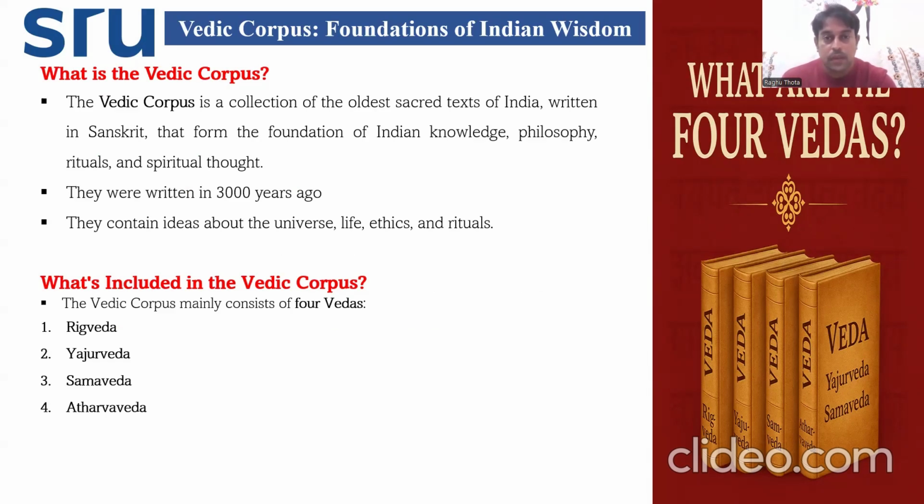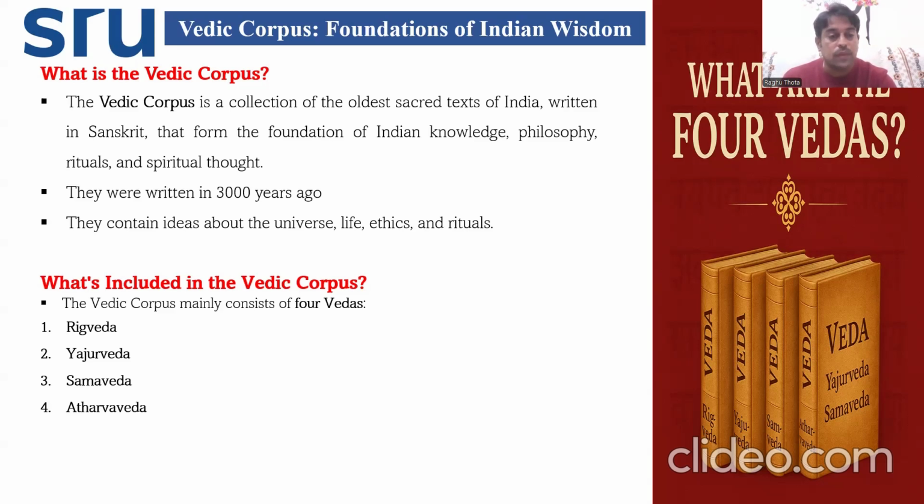I have already mentioned, even in the previous lectures also, Vedas, which are the wisdom of ancient people. They were written 3000 years ago. They contain ideas about the universe, life, ethics, and rituals. So, in brief, what does it mean by Vedic corpus? Vedic corpus are the books which were written 3000 years ago, which are considered as the foundations of Indian knowledge and wisdom. The Vedic corpus mainly consists of four Vedas.